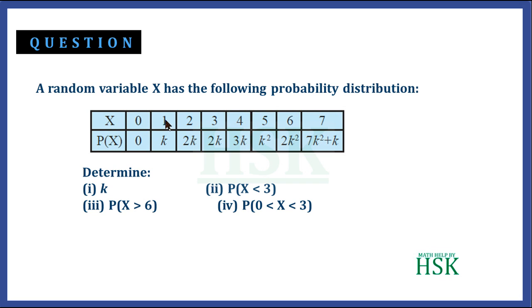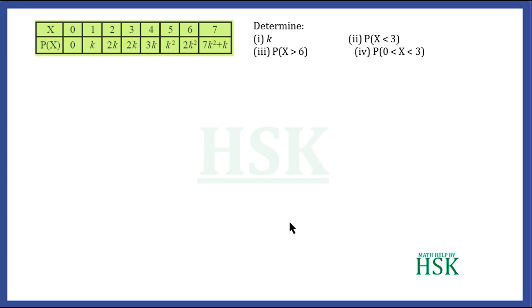this means that when X is equal to 0, the probability of X is 0. When X is equal to 1, the probability of X is equal to k, and so on. In this question, we have to determine the value of k. Second, the probability when X is less than 3. In the third part, we have to calculate the probability when X is greater than 6, and in the fourth part, we have to calculate the probability when X is greater than 0 and less than 3. Okay, so let us see how we are going to solve this question now.